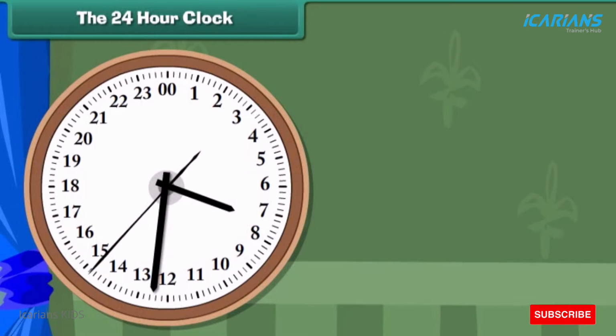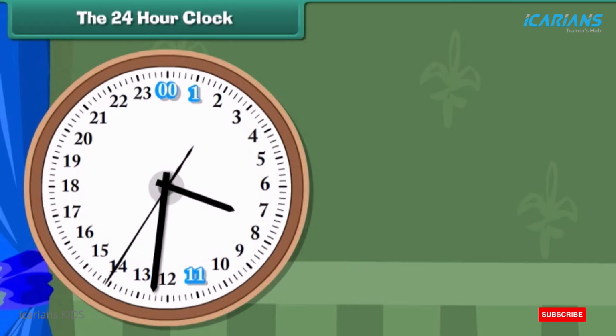The 24-hour clock. It is possible to avoid the use of AM and PM by using a 24-hour clock. A 24-hour clock is divided into 24 hours, indicated by the hours from 0 to 23. 12 midnight marks the beginning of a day. It is indicated by 0 hours. 1 o'clock at night is indicated by 1 hour. 11 o'clock in the morning is 11 hours.